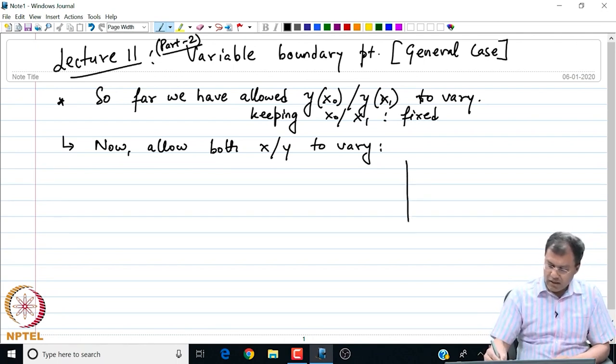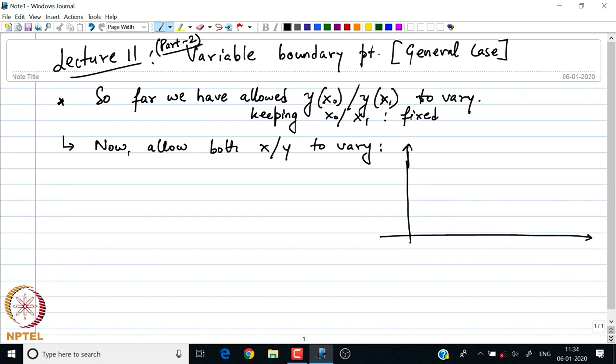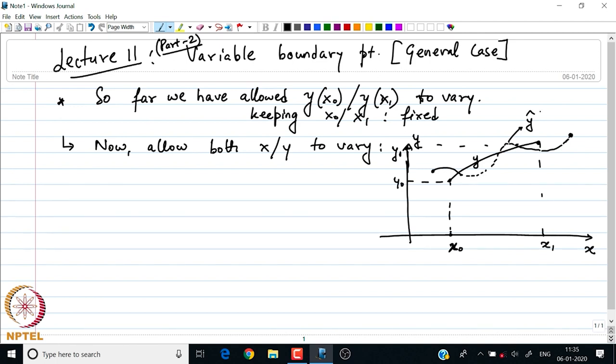Let us see the situation through a diagram. Let me try to draw this diagram a bit carefully. This is in the 2D Cartesian framework. Suppose we are given an extremal. The extremal is described by the boundary points x naught, and this is y naught, and the second boundary point is x 1, and let us say this is y 1. And we allow the perturbation to vary. Let me call this perturbation y hat of x. So this is my y, and this second curve is y hat. Notice the way I have drawn it, both the x and the y coordinate can vary.